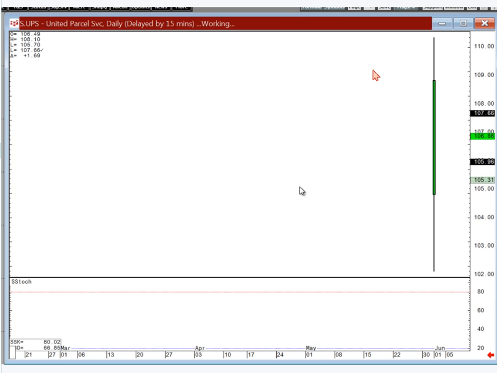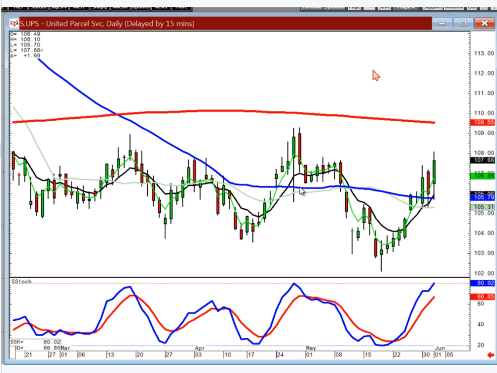UPS, nothing wildly exciting about this one. First of all, sideways. The percentage move is very, very low. If you like it, you can stay long. You just obviously watch to see what happens once it gets to the 200.